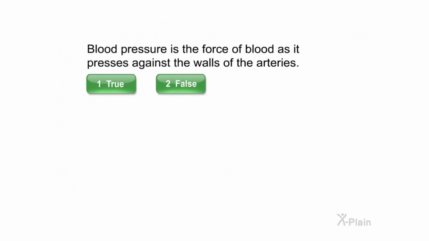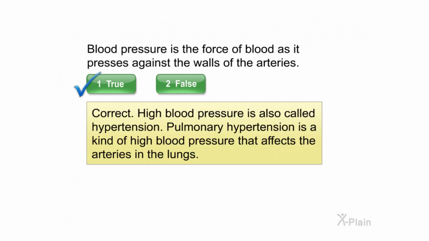Blood pressure is the force of blood as it presses against the walls of the arteries. Select true or false. Correct. High blood pressure is also called hypertension. Pulmonary hypertension is a kind of high blood pressure that affects the arteries in the lungs.